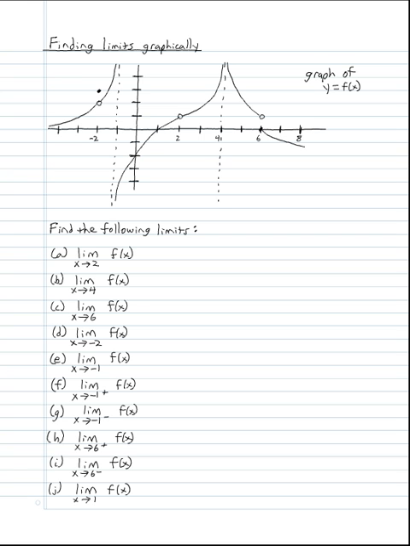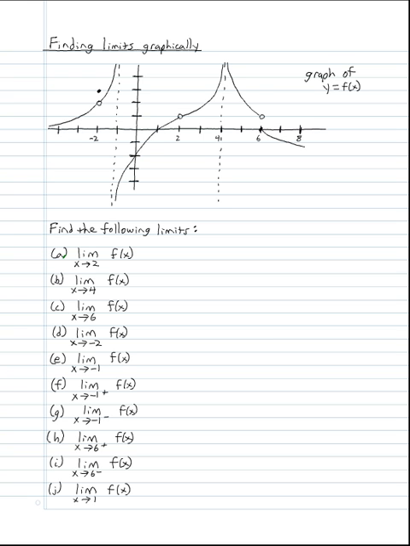So we're doing it backwards. Before, again, we've looked at the limit and how that affects the graph. Let's look at the graph to come up with a limit. So we have the graph of y equals f of x here before us. In the first part, part A, we have the limit as x goes to 2 of f of x.